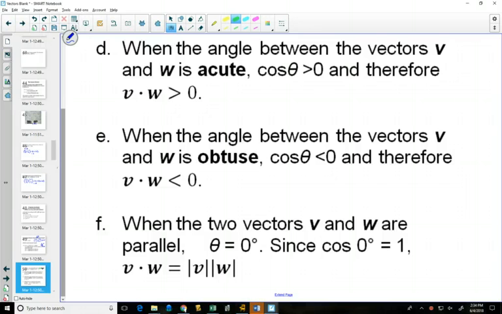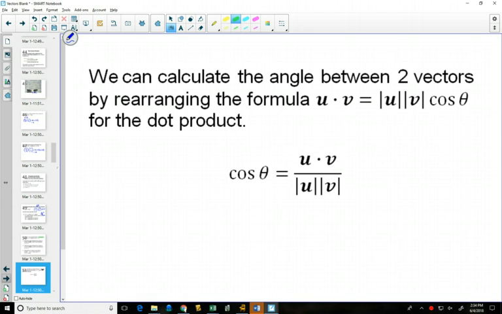And since we know that cos of 0 degrees is equal to 1, then the dot product is just equal to the lengths of both of those vectors. If you rearrange the formula that the dot product is equal to the length of u times the length of v times cos of theta, you get a formula for cos of theta. And this can find the angle between two vectors really easily. The nice thing about this is it doesn't just extend to 2 dimensions. You could find angles in the past in 2 dimensions, but now we can extend this to 3 dimensions.